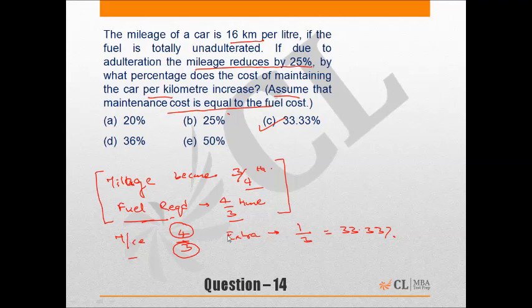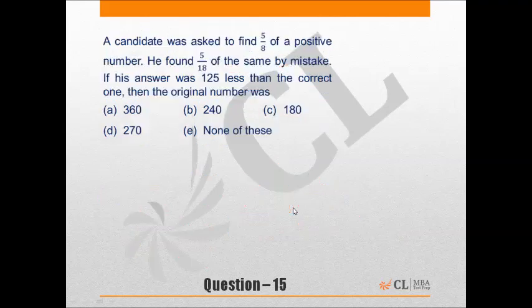If the maintenance becomes 4/3 times, what is the extra required? It is 1 for every 3 rupees originally. Or in other words, if originally you were spending 3 rupees for maintenance, now you will spend 4 rupees, or you will have to spend 1 rupee extra over and above what you were spending earlier, which is nothing but 1/3 or 33.33%. Let's move to the next question.